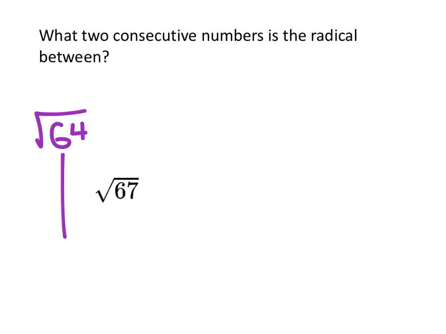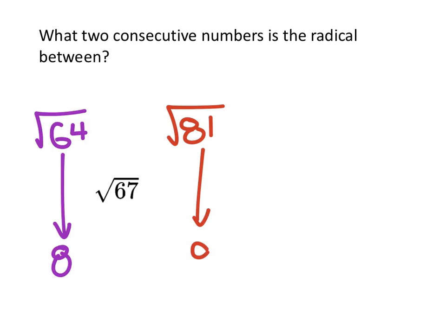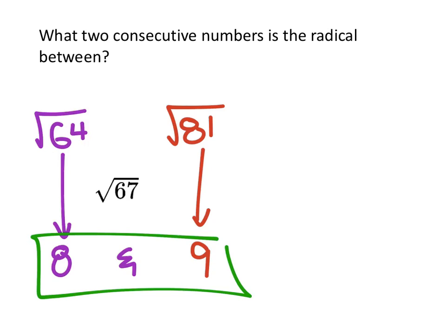So the square root of 64 I know is 8, and the one just above it would be 81. And the square root of 81 is 9. Which means the square root of 67 is somewhere between 8 and 9. Boom, there you go. Now, I use the perfect squares to do this one, and it really is as simple as that, knowing the perfect squares.